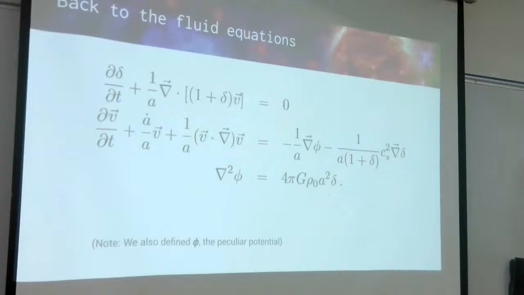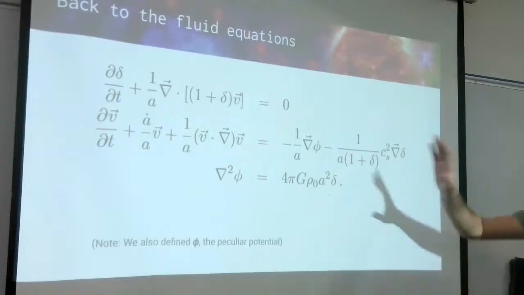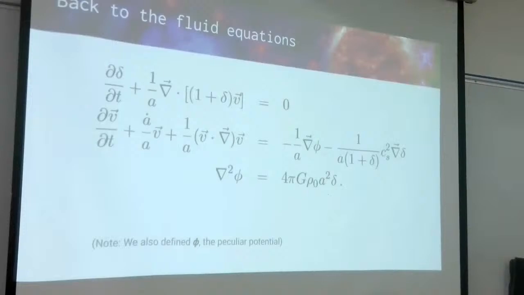I'll go back to my equations. We don't want to go into too much detail, but I replace all of my positions by co-moving positions, my velocities by peculiar velocity plus Hubble flow, and I replace my densities by these 1 plus δ terms, and I'm left with this sort of complex system of equations.